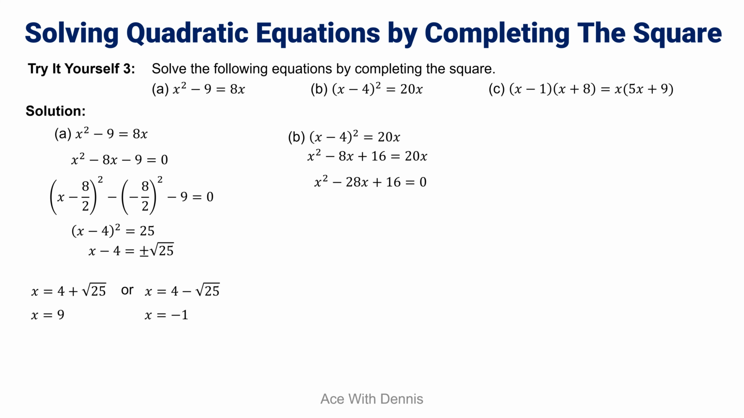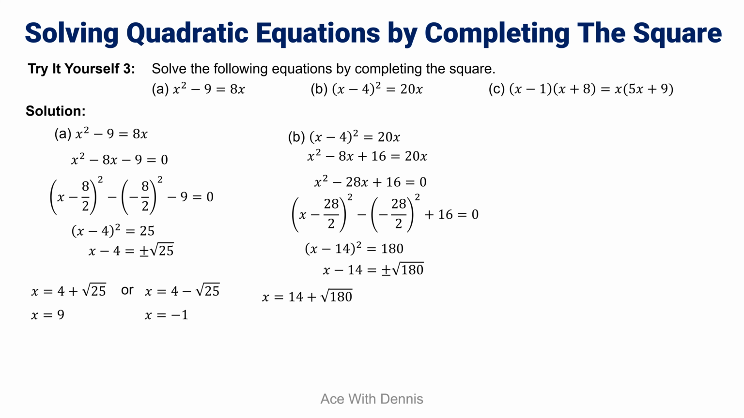For this case, it is 1. Then I don't have to do anything. I just apply the completing the square formula. I will get (x - 28/2)² - (-28/2)² + 16 = 0. So simplify this equation. I will get (x - 14)² = 180. So solve it. I will get x - 14 = ± √180.